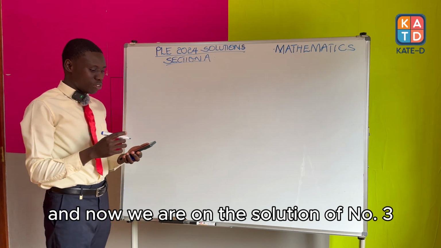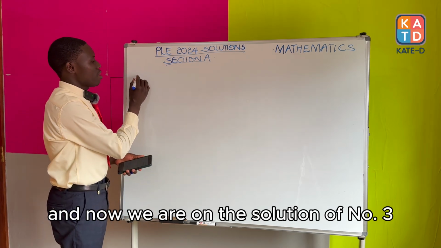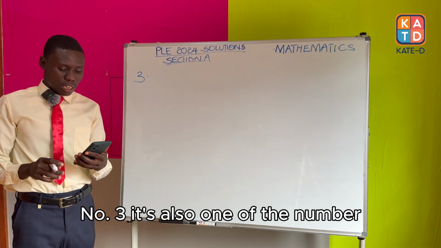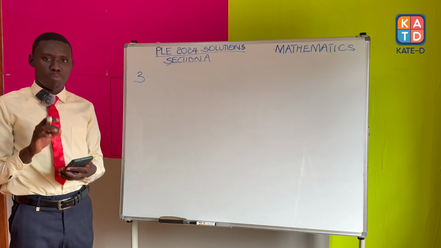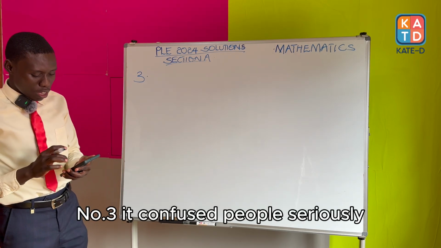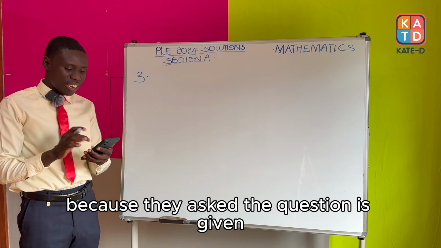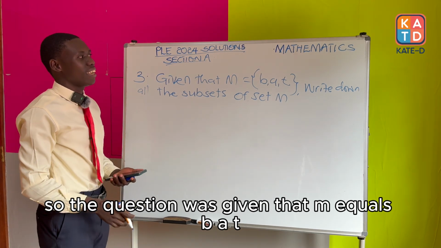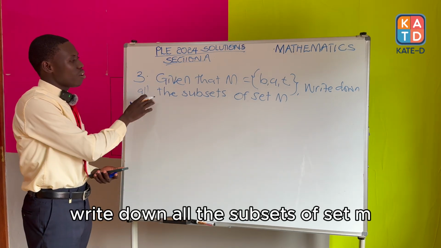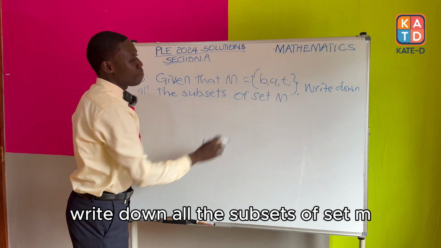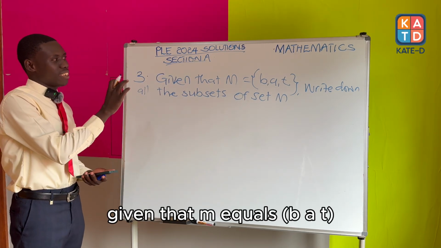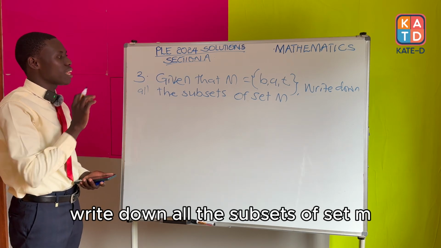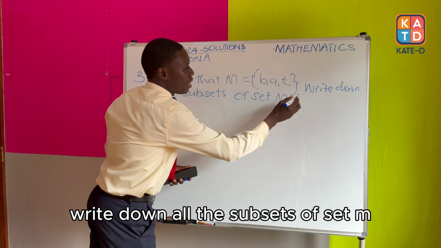And now we are on the solution of number 3. Number 3 is also one of the numbers which seriously confused the pupils. The question is: given that M equals {B, A, T}, write down all the subsets of set M.